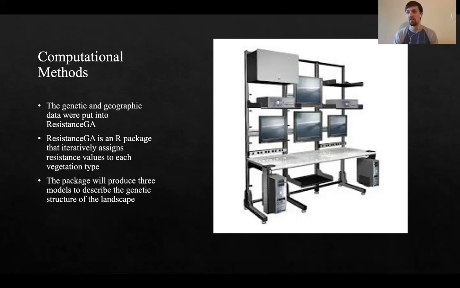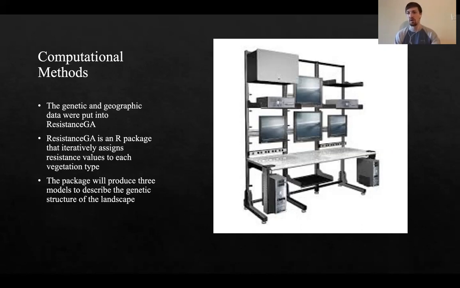What ResistanceGA does is it iteratively assigns resistance values to each of the resistance categories. Instead of relying on expert opinion to parameterize the resistance surface, we will derive the resistance values computationally using ResistanceGA. It does this by making use of genetic algorithms to simulate hundreds of generations of gene flow for the study landscape. It also constructs 3 different statistical models to describe the genetic diversity: the null model, the distance model, and the vegetation model.